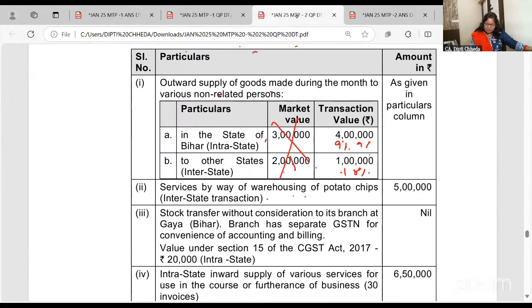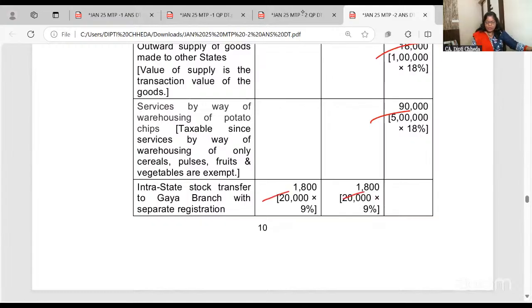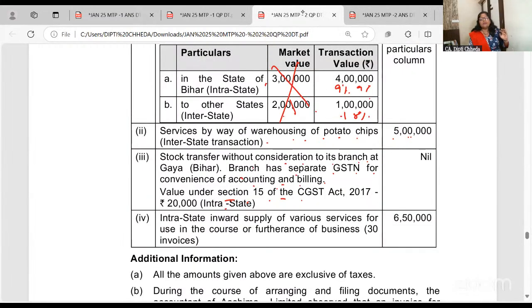Now, services by way of warehousing of potato chips. It is taxable and it is interstate. So 5 lakh into 18%. Stock transfer without consideration to its branch. The branch has a separate GSTN number for billing and all. So when it has a separate GSTN number, then stock transfer is between distinct persons and it is very well taxable, right? The value is intrastate, so of course you will charge GST. I hope you are getting it. If they say that the GSTN number is the same, so it's not a distinct person, then on stock transfer GST is not there, but here it is.